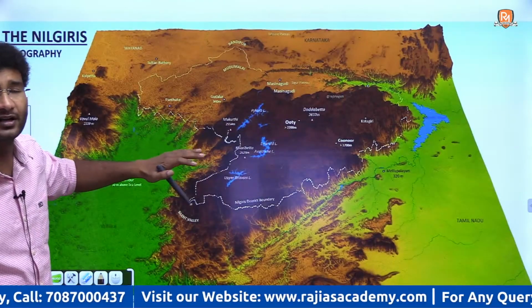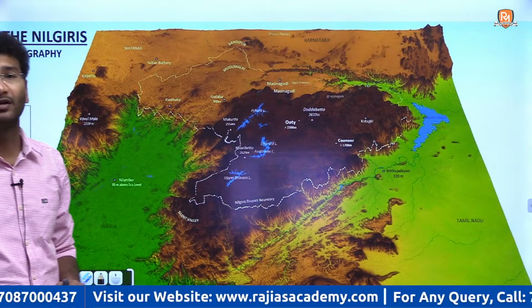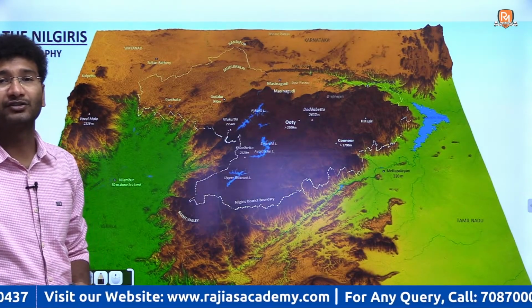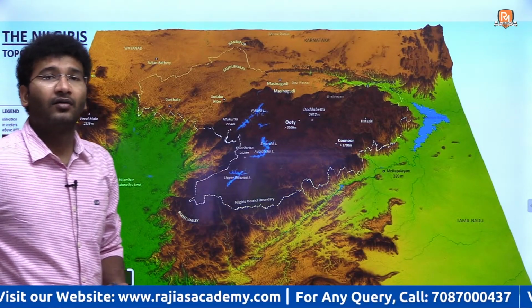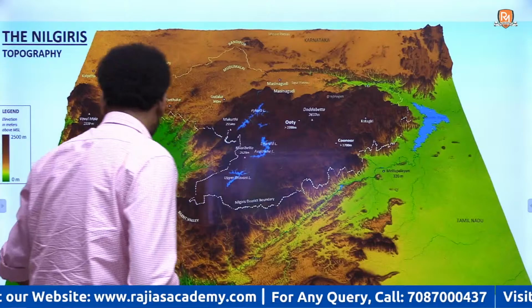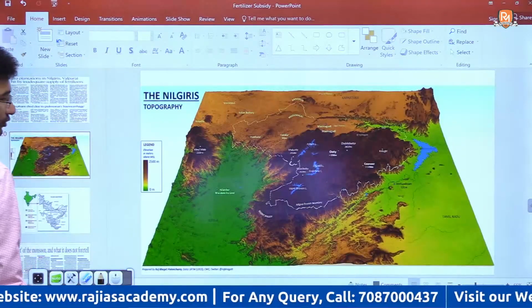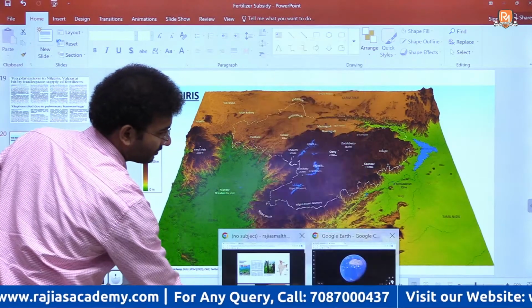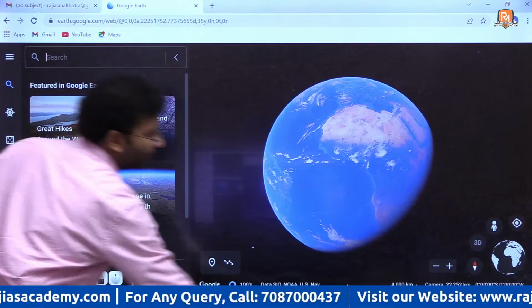This is not that important, but still an elephant's death is something which we need to take into consideration, and from our examination point of view what we have to understand is the Nilgiri Biosphere Reserve. In the Nilgiri Biosphere Reserve, what you have to learn is which state this Biosphere Reserve is present in. Apart from that, you also need to know where exactly this Nilgiri is present. So let me take you directly to the Nilgiri Biosphere Reserve.